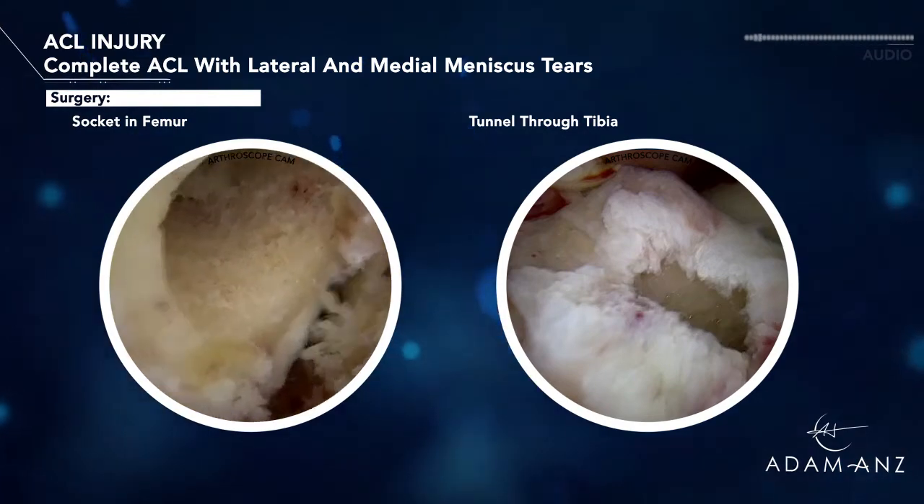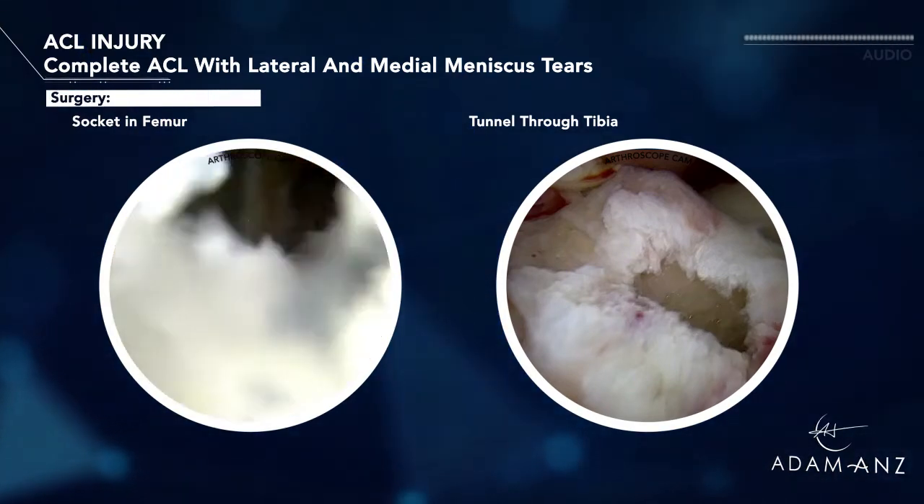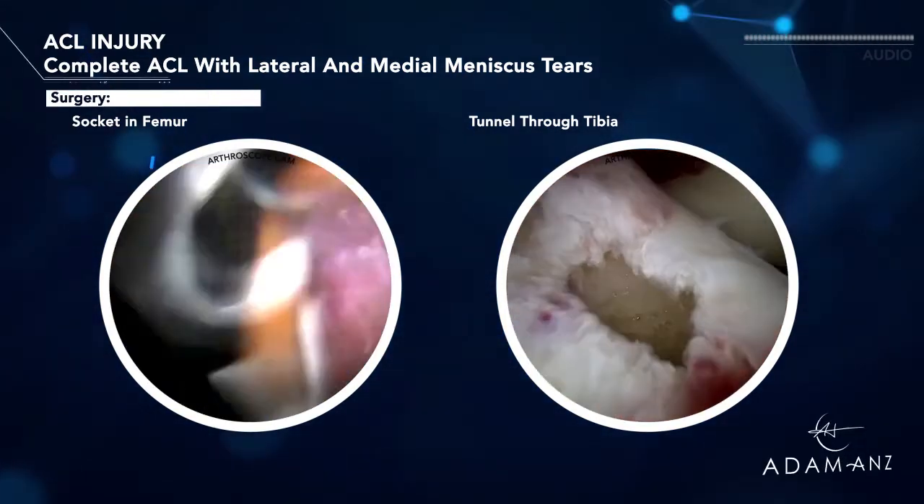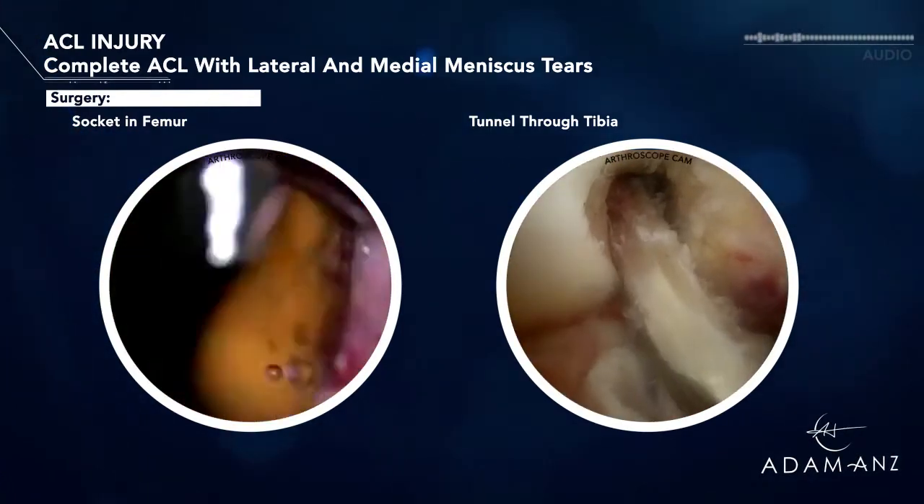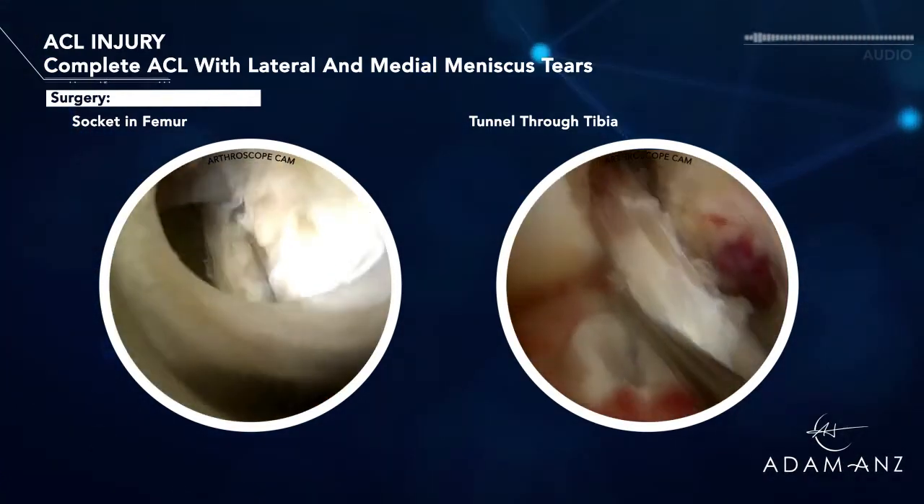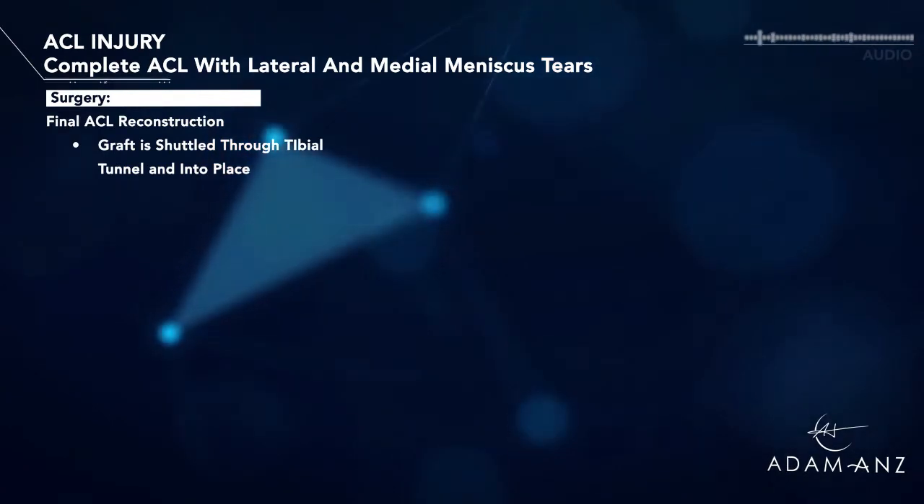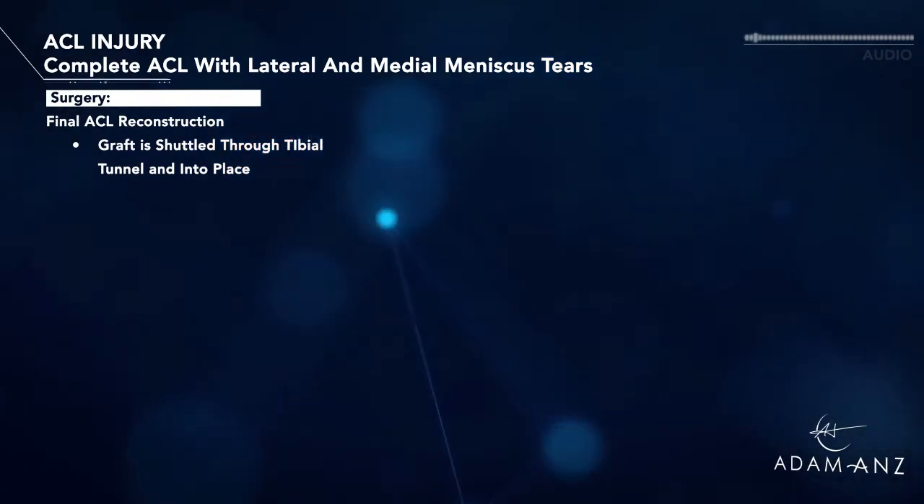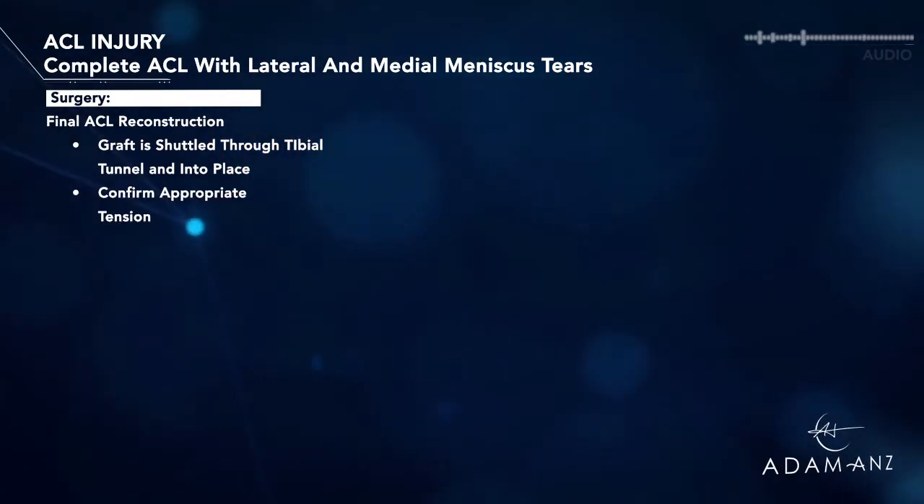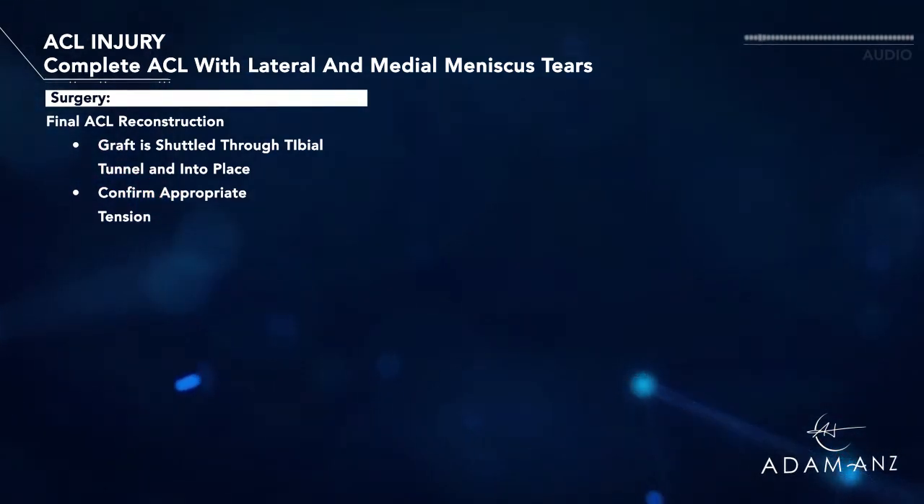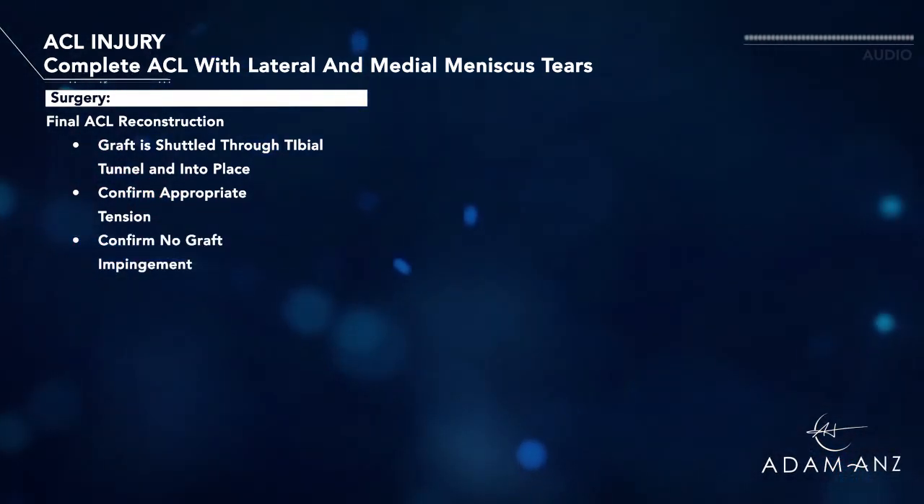And then for our reconstruction, we create a socket in the femur and then a tunnel through the tibia, and we pull our graft through the tibial tunnel across the joint. The patellar plug goes into the femoral socket, and then we secure the graft, making sure that we're happy with the full appropriate tension, and then making sure that we have no graft impingement.